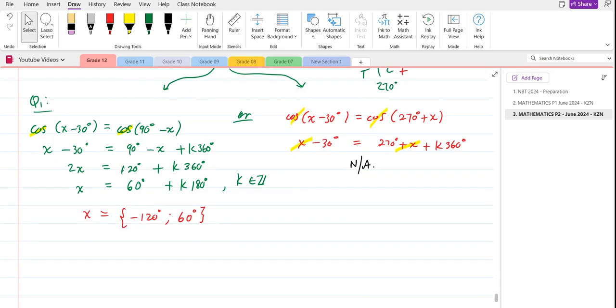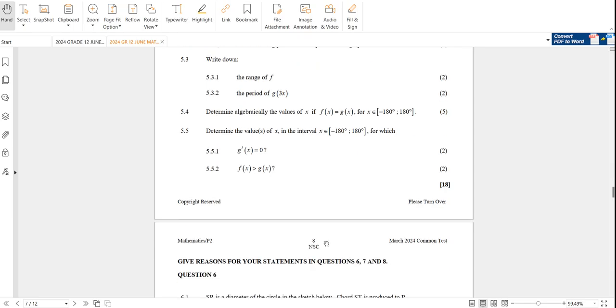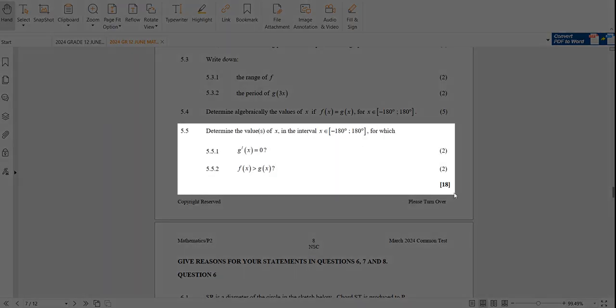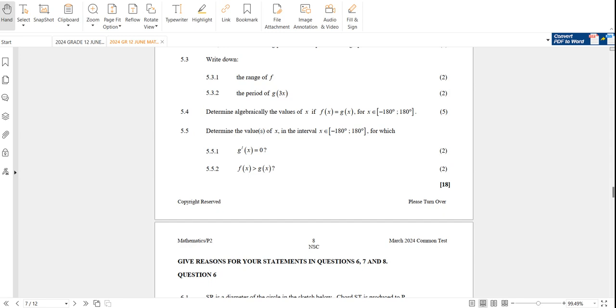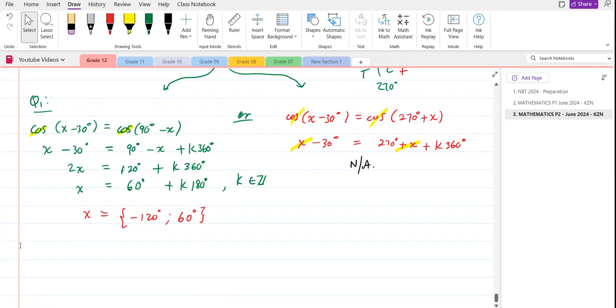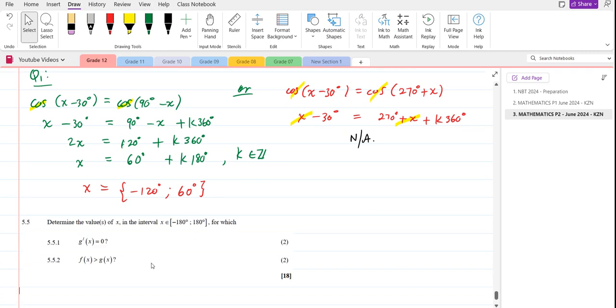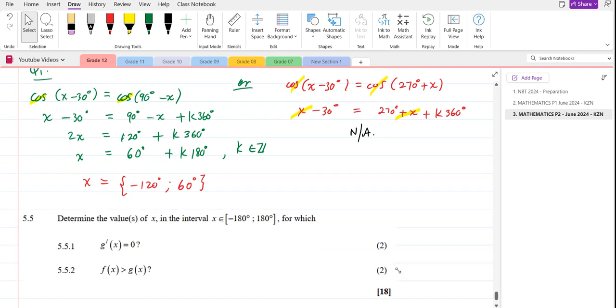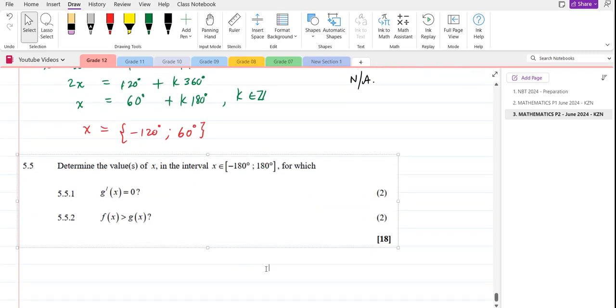Next question. We see here, where is g prime x equal to 0? What does g prime x equal to 0 mean?